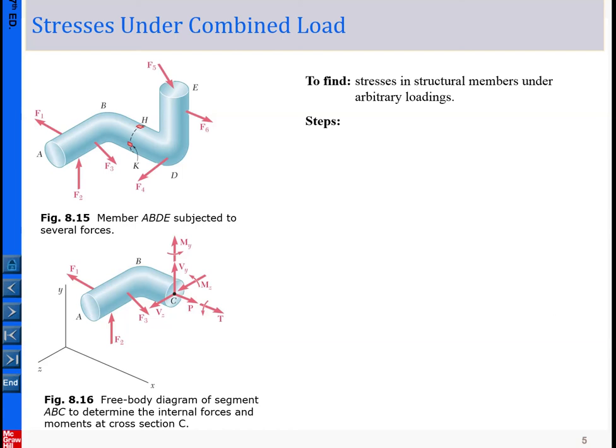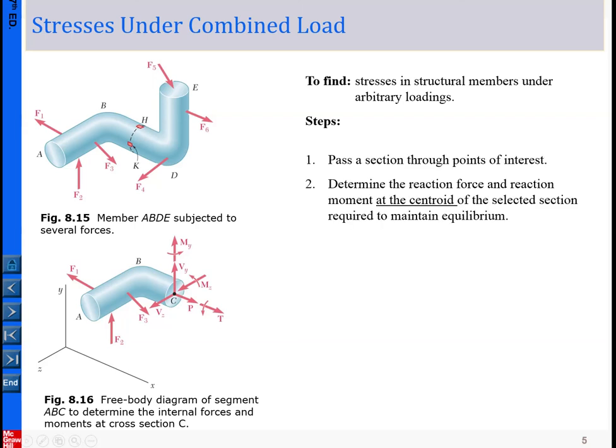Given this, we want to know, for example, what is the stress at point K and what is the stress at point H here. So here is a step. The first step, once you are asked to determine the stress, for example, at point K, is to pick a section that passes through the point you're interested in. Okay, so you pick this section.